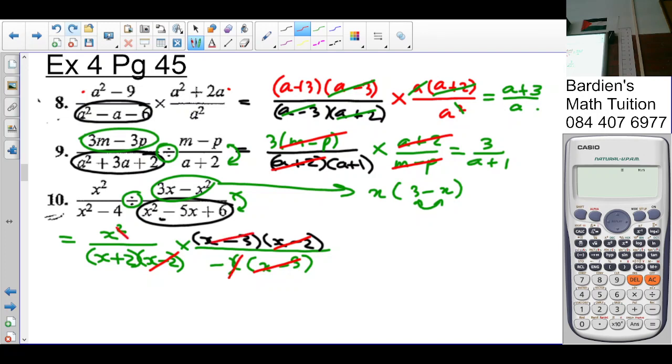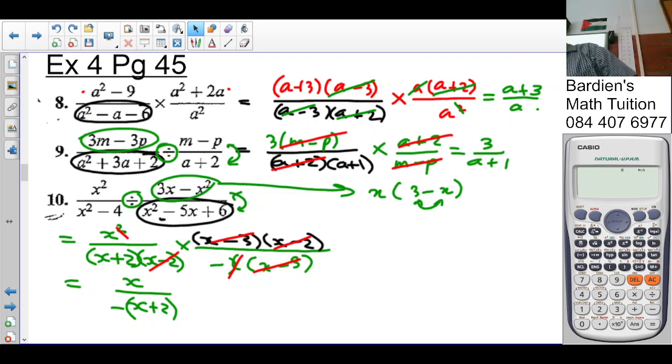x cancels one of those two, not so? So what are we left with on top? x over x plus 2 and that negative here. Okay, and the negative can lie there, there or there. But if it lies next to it, we don't need a bracket in the denominator. People, you guys understand? Any confusion here?